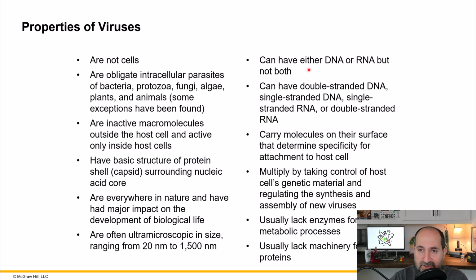They can have genomes that are either DNA or RNA, but not both. They can have double-stranded DNA, single-stranded DNA, single-stranded RNA, or even double-stranded RNA genomes. They carry molecules on their surface. Remember, these are often called S proteins that determine specificity for attachment to host cells. They multiply by taking control of a host cell's genetic material and regulating synthesis and assembly of new viruses, also hijacking the ribosomes. They usually lack enzymes for most metabolic processes.